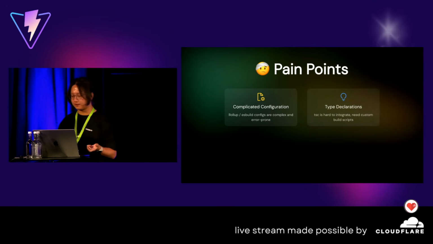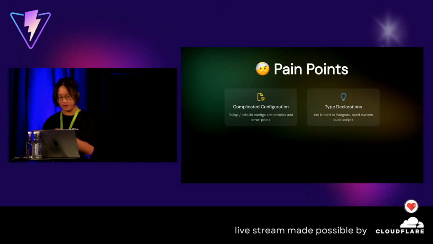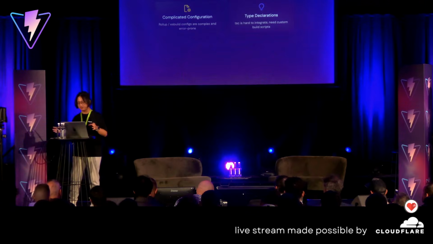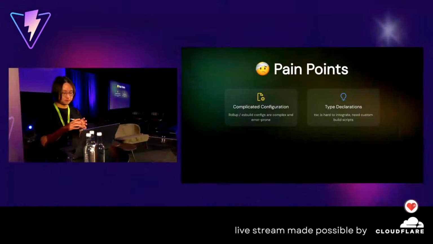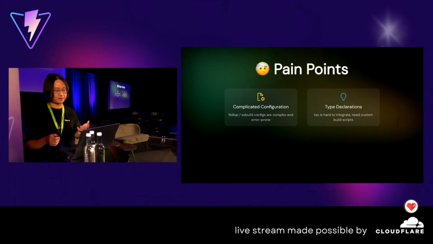And type declaration is another headache. We have TSC, but it only converts TypeScript files into JavaScript files and DTS files one by one. So if you need multiple output formats like CJS and ESM, you have to write your own script to generate declarations. And if you want to bundle DTS together, you will need even more tools like API Extractor, right?